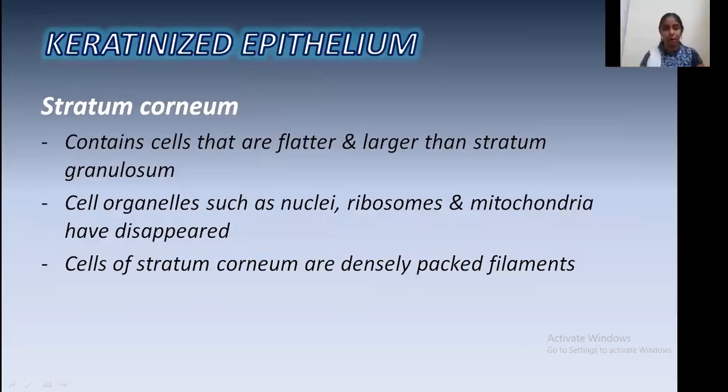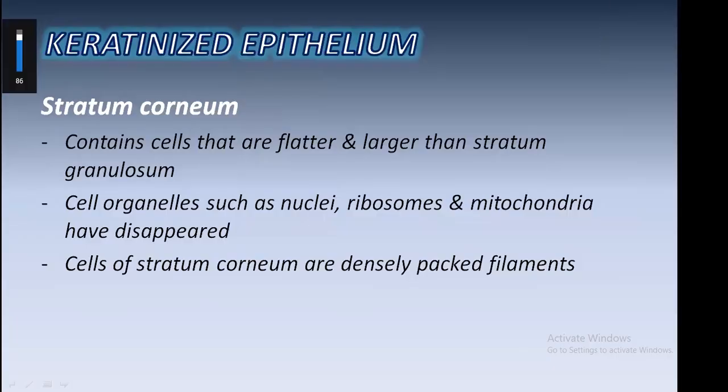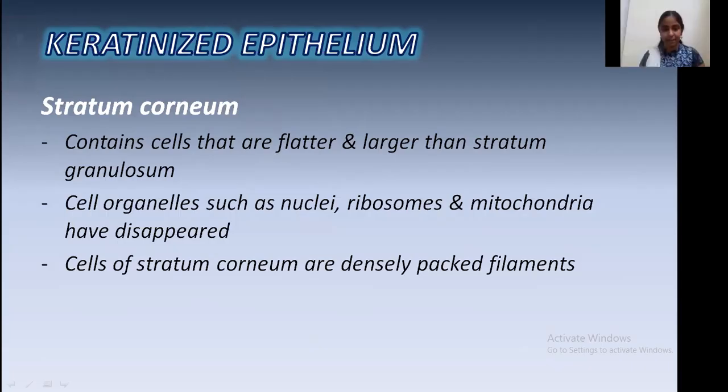Moving on to stratum corneum. Stratum corneum contains cells that are flatter and larger than the stratum granulosum. Cell organelles such as nuclei, ribosomes, and mitochondria have disappeared, and the cells of the stratum corneum are densely packed with filaments. That's all about stratum corneum. I'll repeat again, cells are flatter and larger than the stratum granulosum. Cell organelles have disappeared in the stratum corneum, and the cells are densely packed.